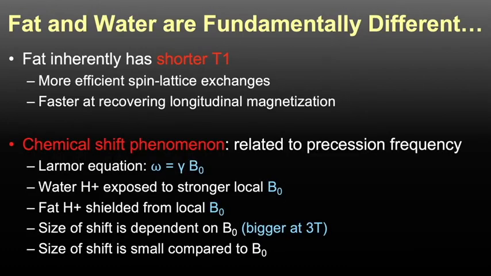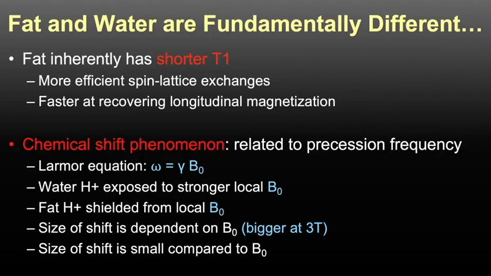There is also a chemical shift phenomenon between fat and water, and this essentially means that fat and water have inherently different precession frequencies. And this is because of the Larmor equation, which is omega equals gamma times B0, right? Where omega is the angular precession frequency of the protons, gamma is the constant that is unique to each material, and B0, of course, is the local magnetic field. And this basically says that if you have a stronger local magnetic field, a stronger B0, you're going to have a faster precession frequency.